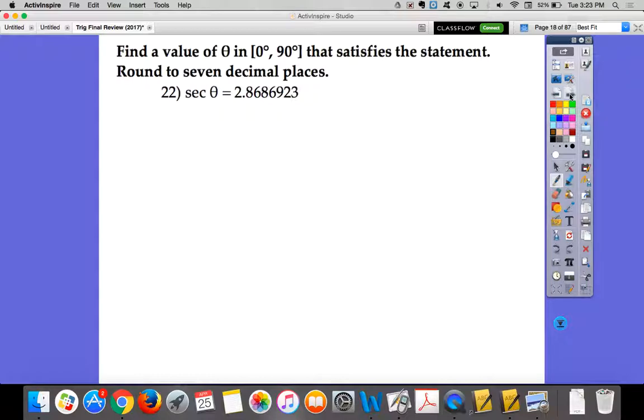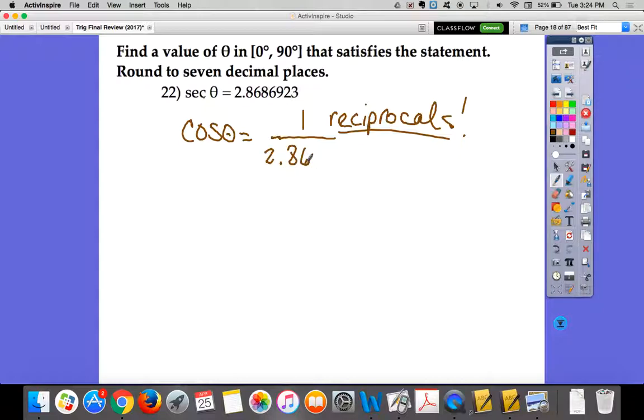Well, secant is the reciprocal of cosine. So basically what we're doing here is we're doing the reciprocals of both sides. Okay, the reciprocal of secant is cosine. So it may not look like I did a reciprocal, but I did. Now, if I do the reciprocal of this crazy number, I'm just putting 1 over all of that. He just goes down to the bottom. Then you can evaluate it.